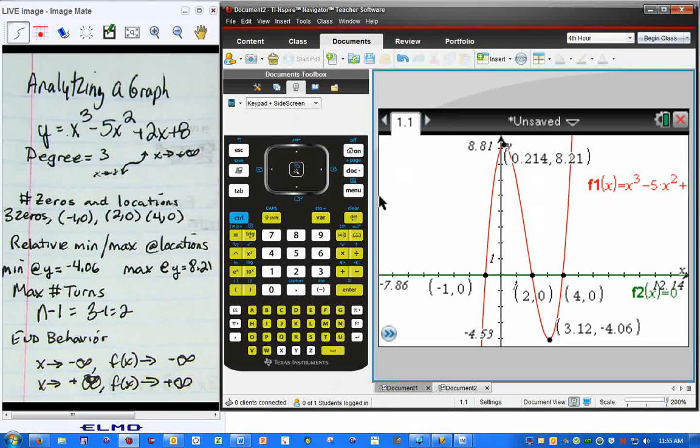So, analyzing a graph is pretty straightforward. It's just finding these special points that we always look for.